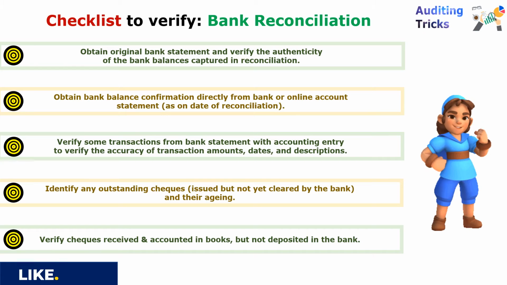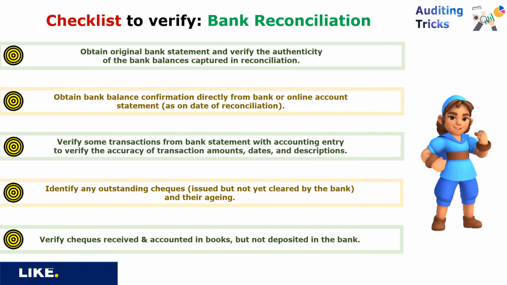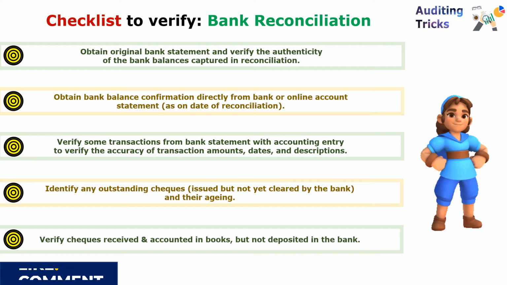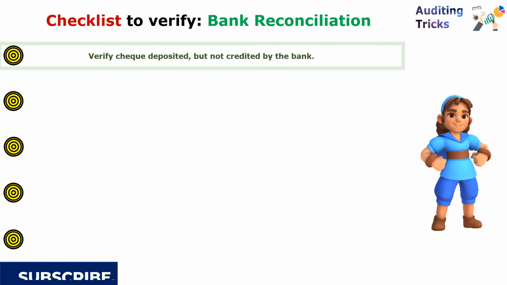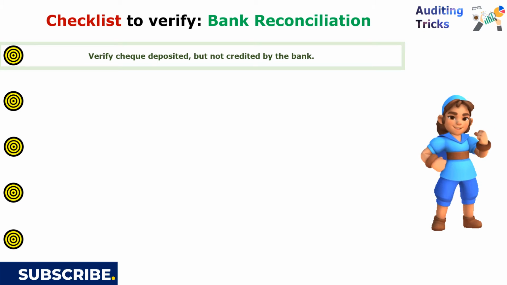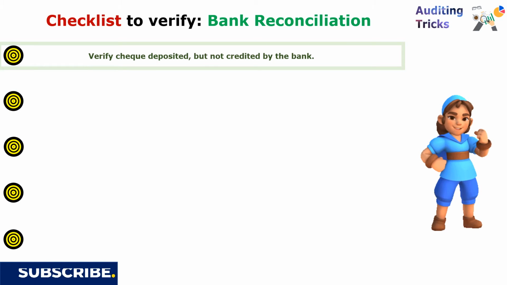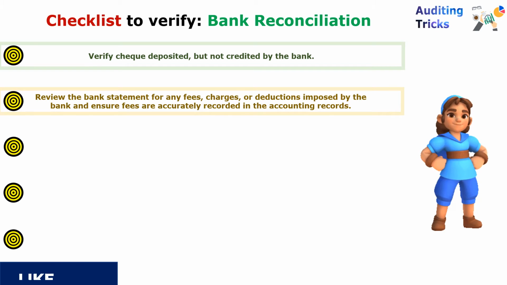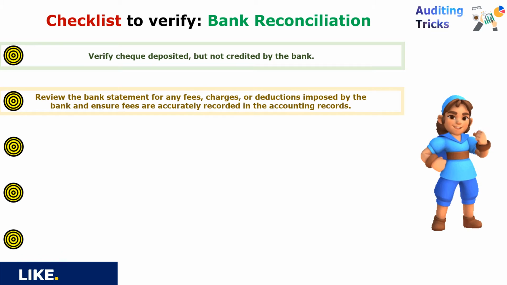You can verify the checks which are received and accounted in the books, but they were not deposited in the bank. This will also create a variance in the bank reconciliation statement. Let's see what further we can check. So you can verify the checks which were deposited in the bank account but they were not credited in the bank. This will also be highlighted in the bank reconciliation statement and you can verify and ask the reasons why it has happened.